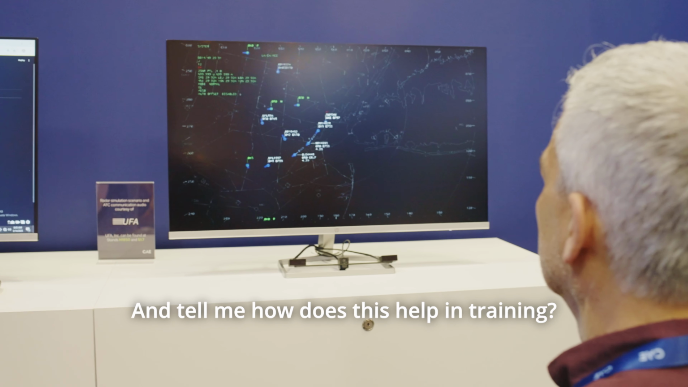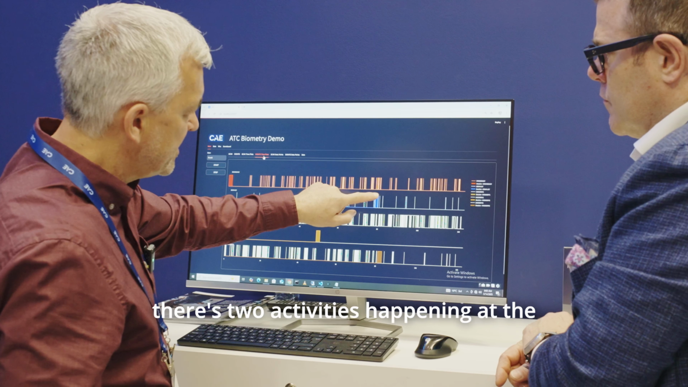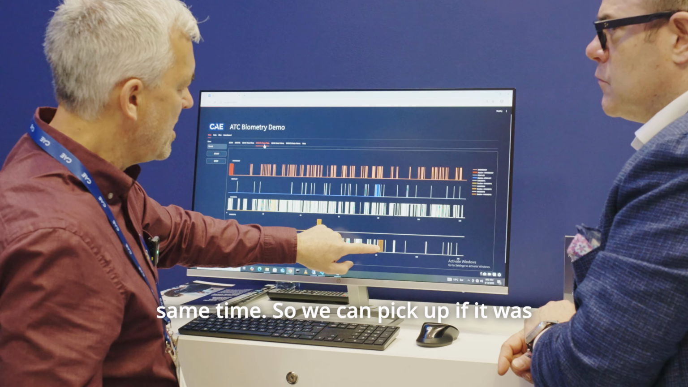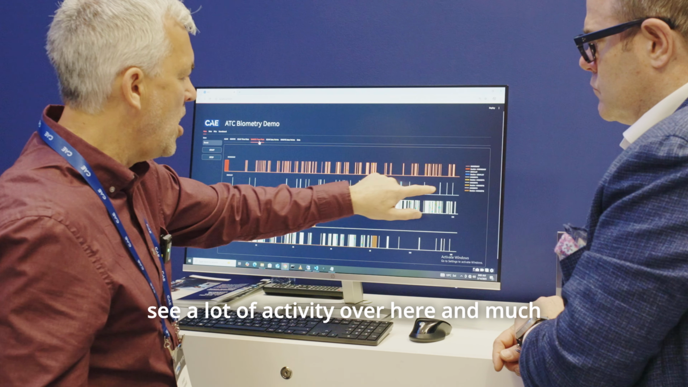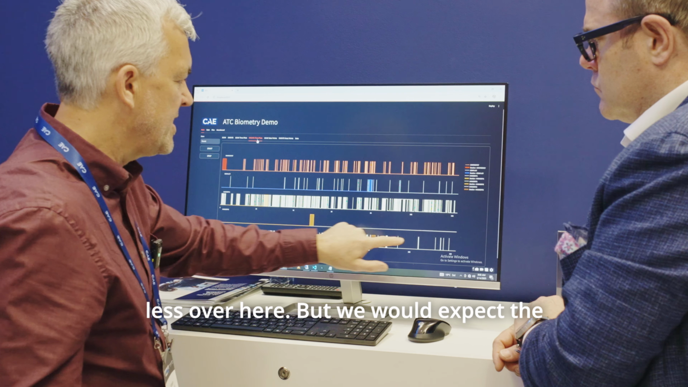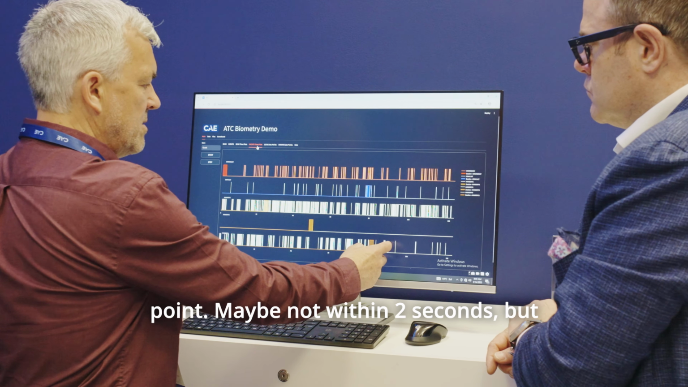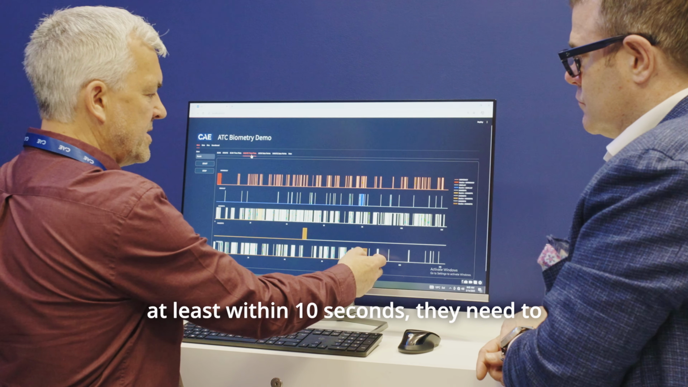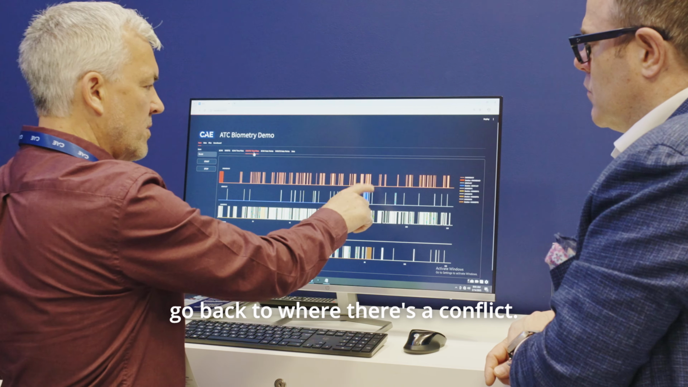And tell me, how does this help in training? Well, in training, this would be an example over here because we can see there's 2 activities happening at the same time. So we can pick up, if it's properly calibrated, we would expect to see a lot of activity over here and much less over here, but we would expect the controller to react to this at some point. Maybe not within 2 seconds, but at least within 10 seconds, they need to accept the aircraft in the zone and then go back to where there's a conflict.